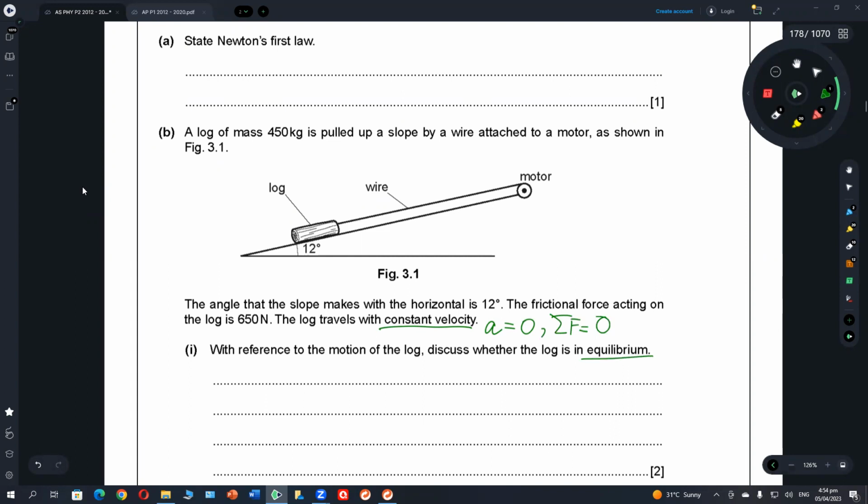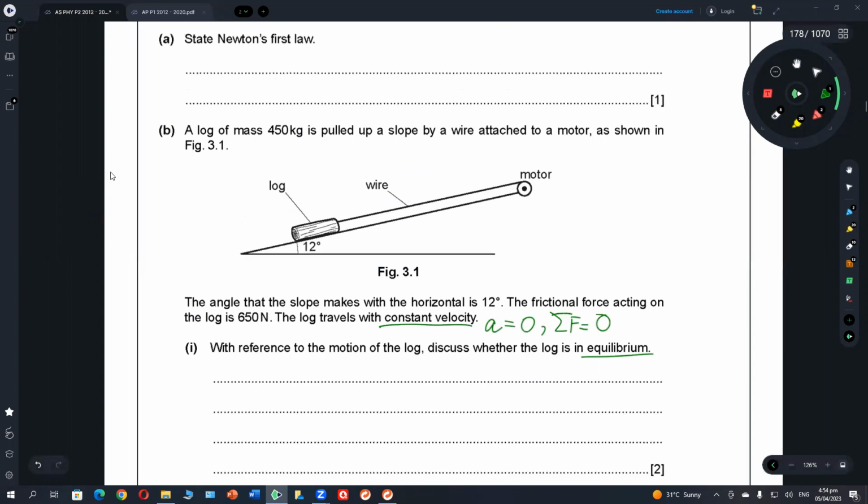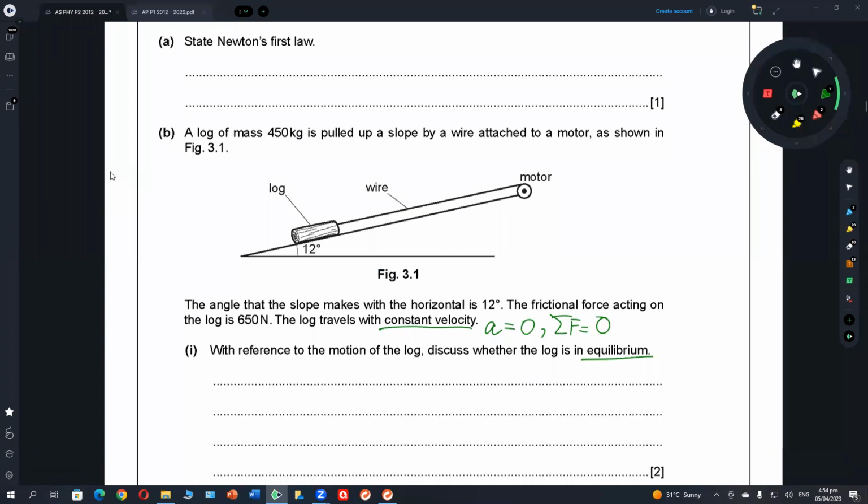He is asking, is the object in equilibrium? Yes, the resultant force is zero. Yes, the answer is yes. He says calculate the tension in the wire. We'll first label the diagram again like before.